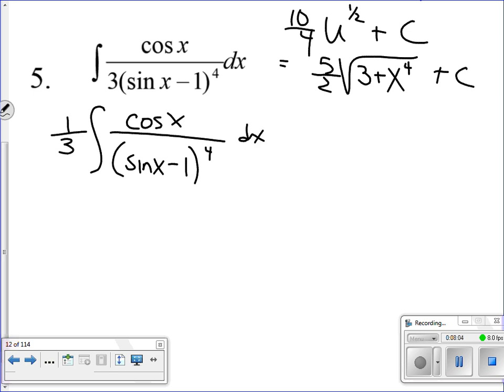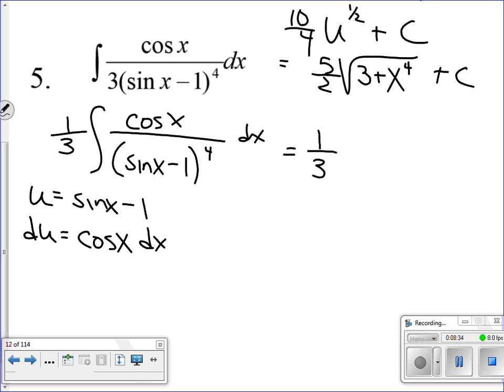Okay, so let's see if we could make u the inside function. If we let u equal sine x minus 1, du equals cosine x dx. And we have a cosine x. So that's good, because if we didn't have it, we couldn't have done this. And in this case, we do not need to multiply by any missing factors. Oh, I forgot my dx. Sorry about that. Yeah, we've got it. So we're just going to rewrite the integral in terms of u and du. So we have the 1/3 on the outside, and we have du over u to the 4th.